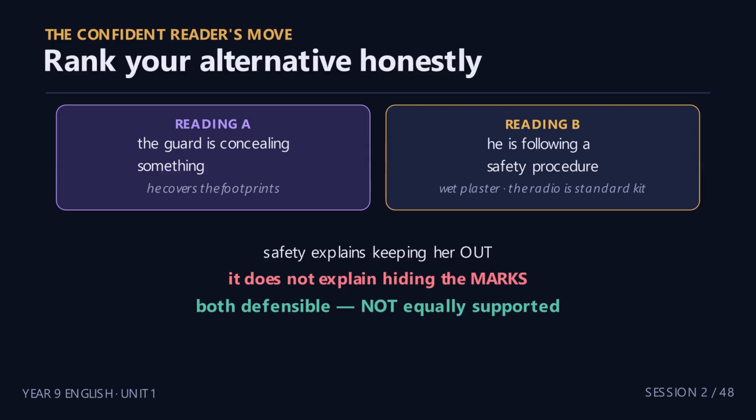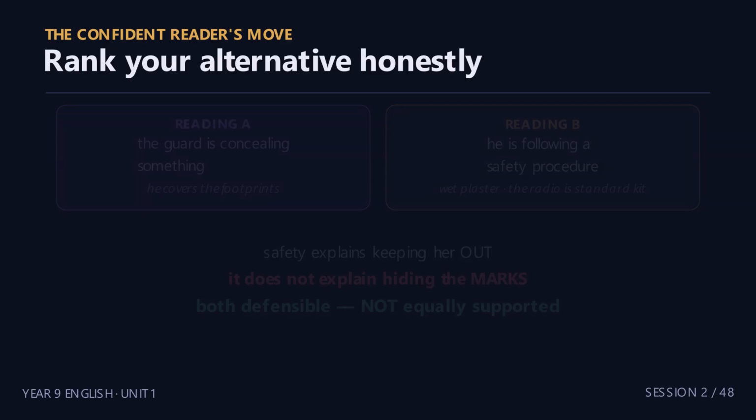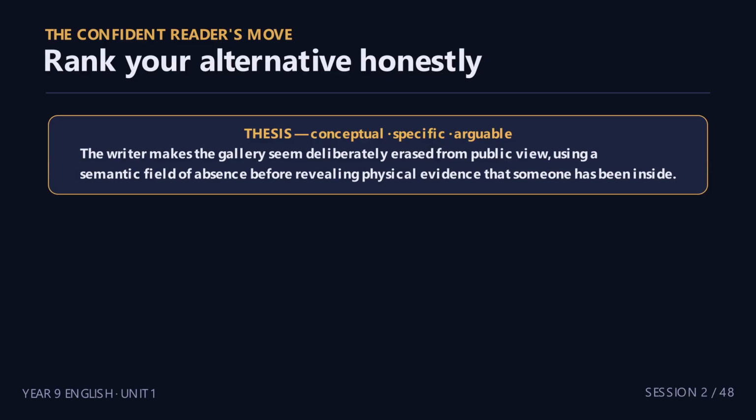Here it is in writing. The thesis. The writer makes the gallery seem deliberately erased from public view, using a semantic field of absence before revealing physical evidence that someone has been inside. Then the paragraph proves it.